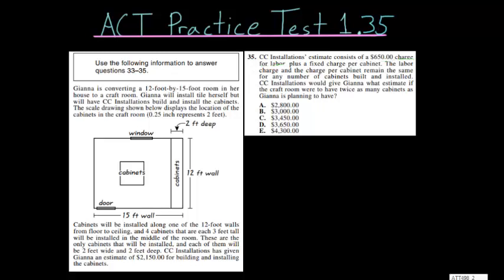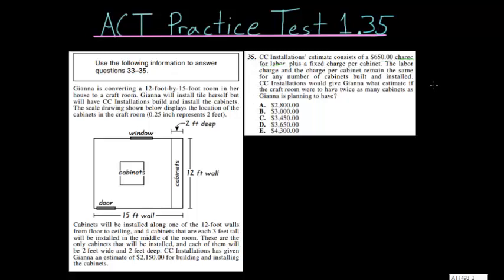For problem number 35 of this first ACT practice test, CC Installations' estimate consists of a $650 charge for labor plus a fixed charge per cabinet. The labor charge and the charge per cabinet remain the same for any number of cabinets built and installed. CC Installations would give Gianna what estimate if the craft room were to have twice as many cabinets as Gianna is planning to have?